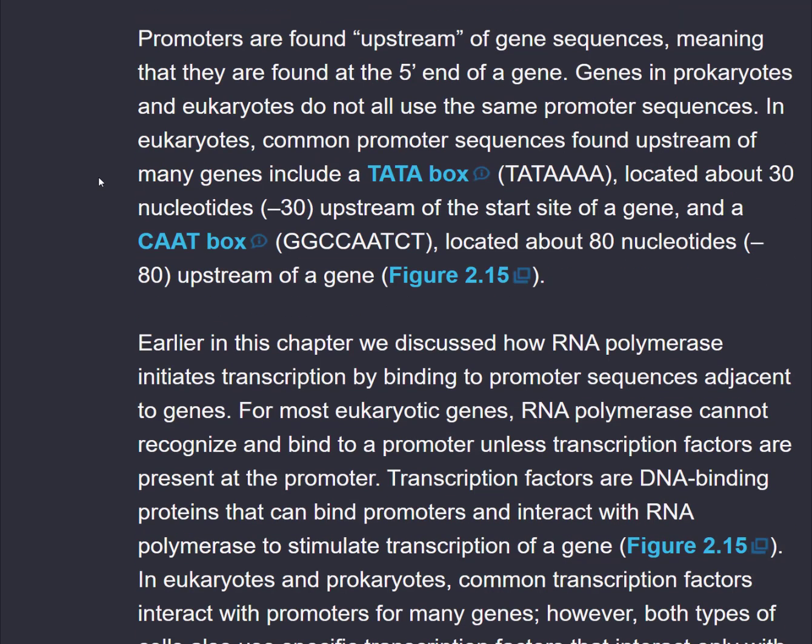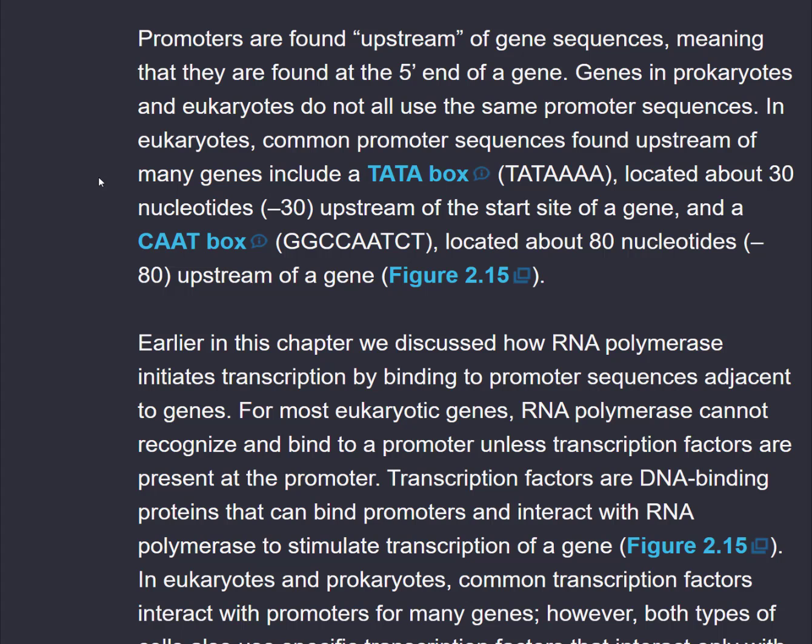TATA box. Short nucleotide sequence, capital TATA, usually located approximately 20 to 30 base pairs upstream in the 5' direction of the start site of many eukaryotic genes. Part of promoter sequence bound by transcription factors used to stimulate RNA polymerase.